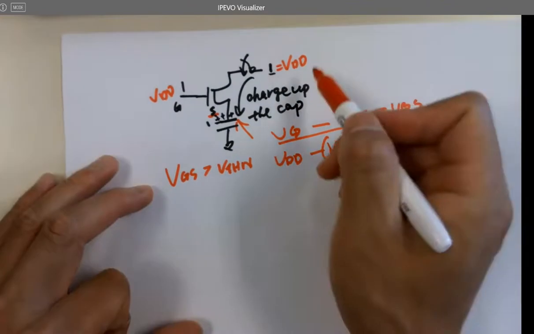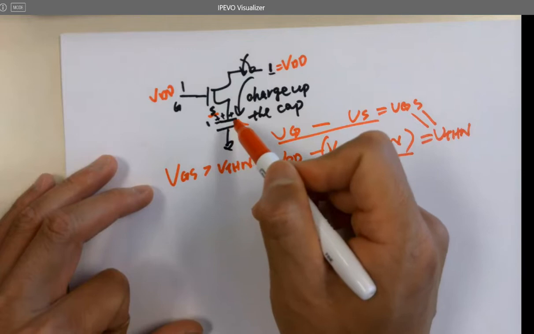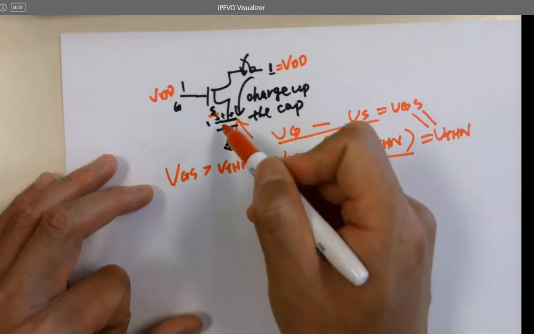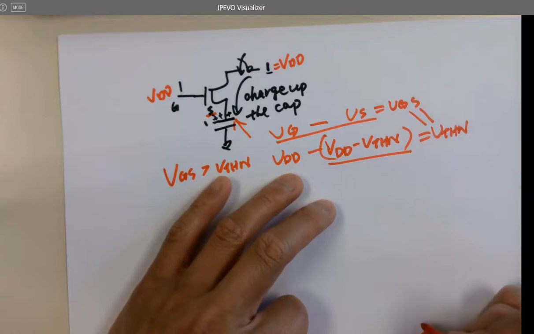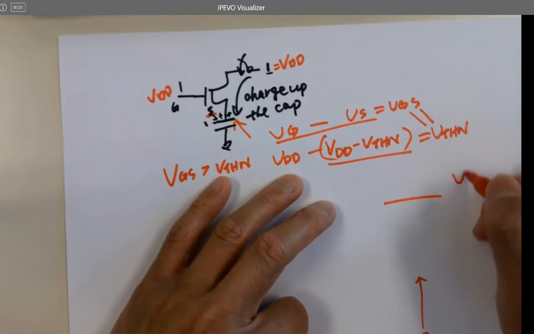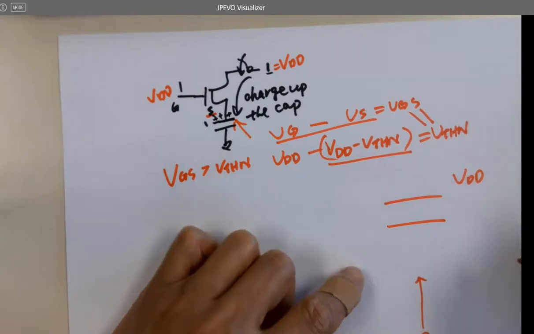Let's do it again. When VDD starts charging up the cap, could it charge it up to VDD? No. It's going to start rising from 0. Rise, rise, rise. Here's VDD. It won't be able to reach VDD. It's going to reach somewhere below it. What is that point?